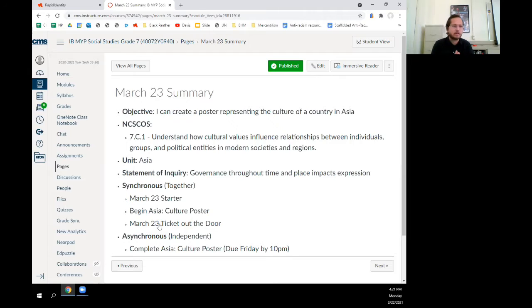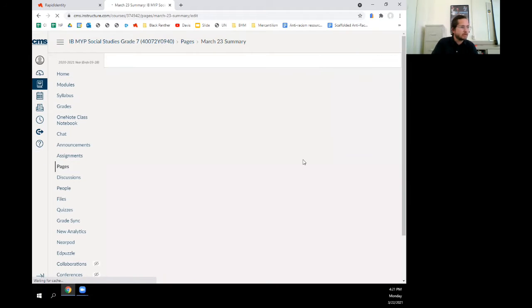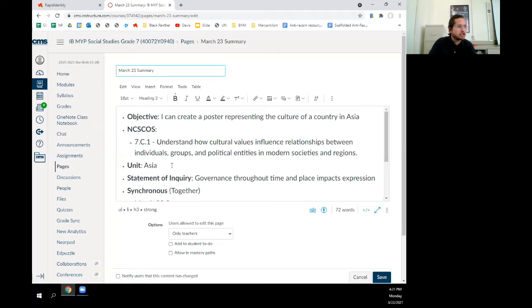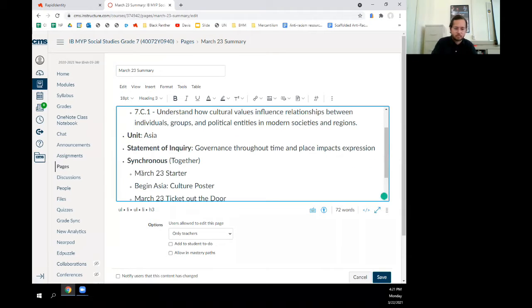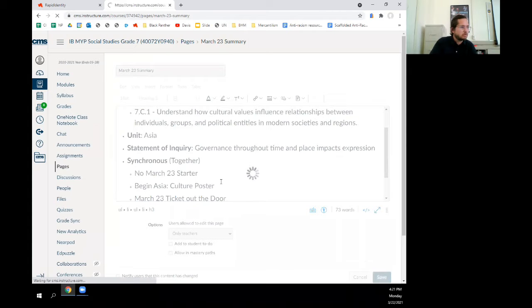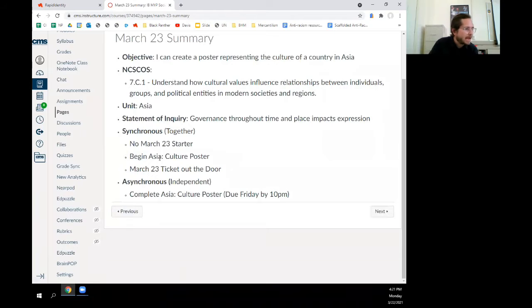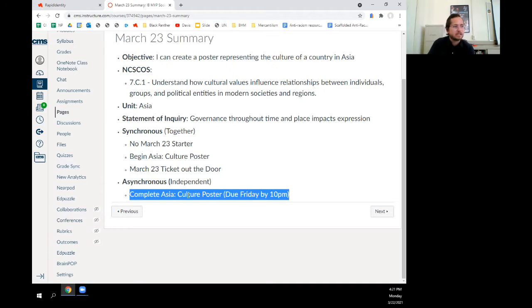Now, the synchronous work today is there's no starters. No starter. Then you're going to begin working on the actual poster because your research should be done. And so you're going to begin the culture poster and then the ticket out the door. Your asynchronous work is to complete the Asia culture poster, which is due Friday by 10 p.m.